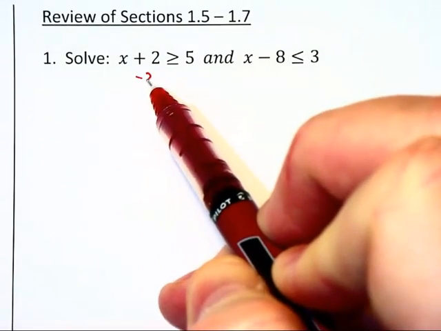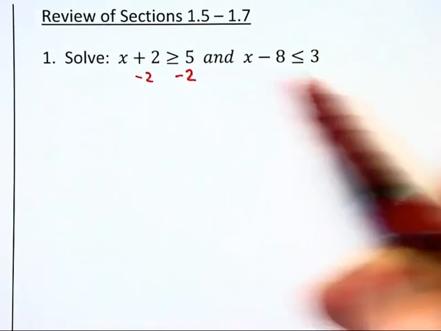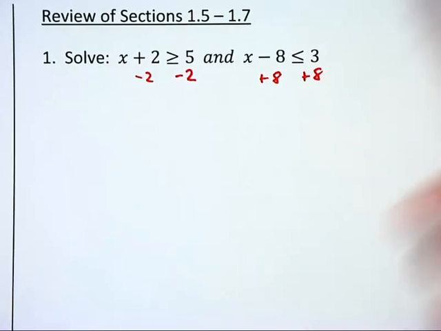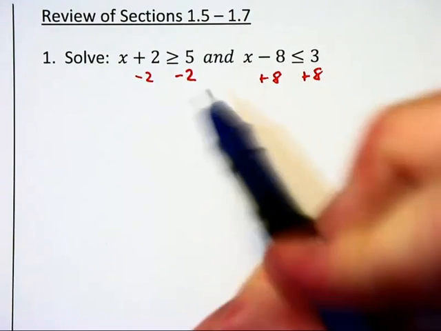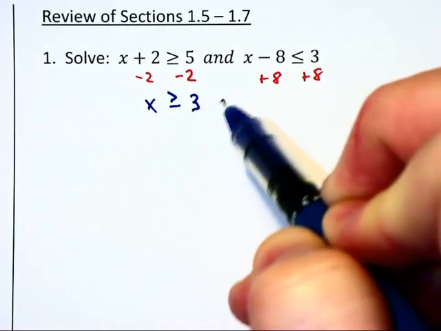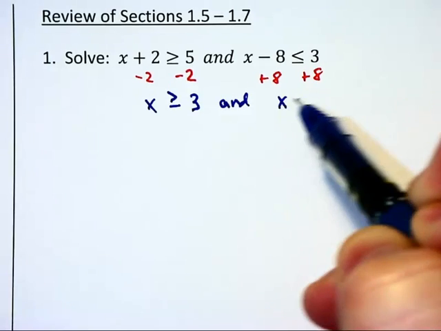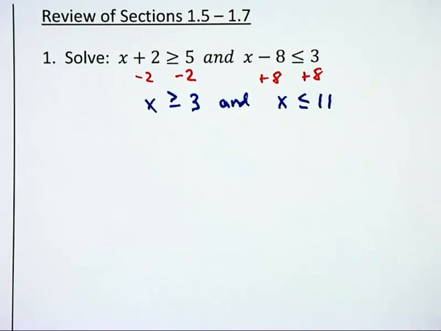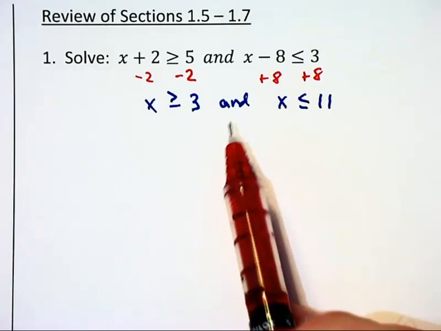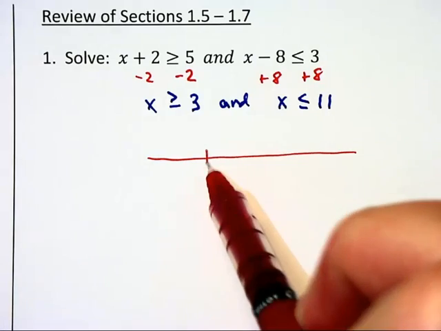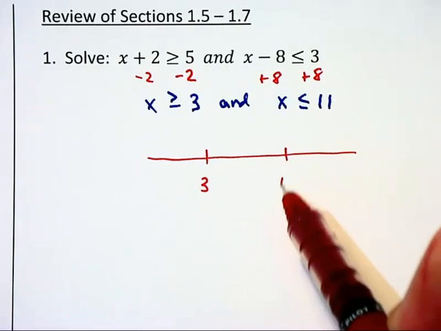So let's begin by subtracting 2 on each side of the first one and adding 8 to each side of the second one. That will give us x is greater than or equal to 3 and x is less than or equal to 11. Now we need to compare these and use the word "and," which represents an intersection. Our two key numbers are 3 and 11 here.